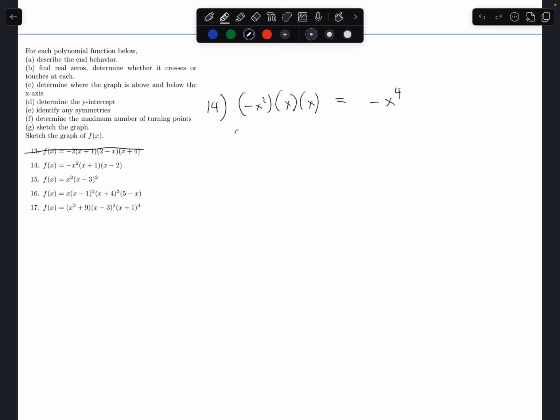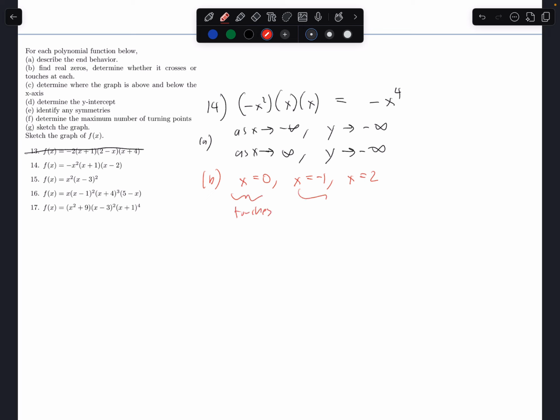Okay, so that means as x goes to negative infinity, this is going to be positive when it's x squared, but then negative, so y goes to negative infinity. As x goes to positive infinity, y is also going to go to negative infinity. Okay, that's part A. Part B, real zeros. x is 0, x is -1, or x is 2. This one has multiplicity 2, so it touches, and these two cross.